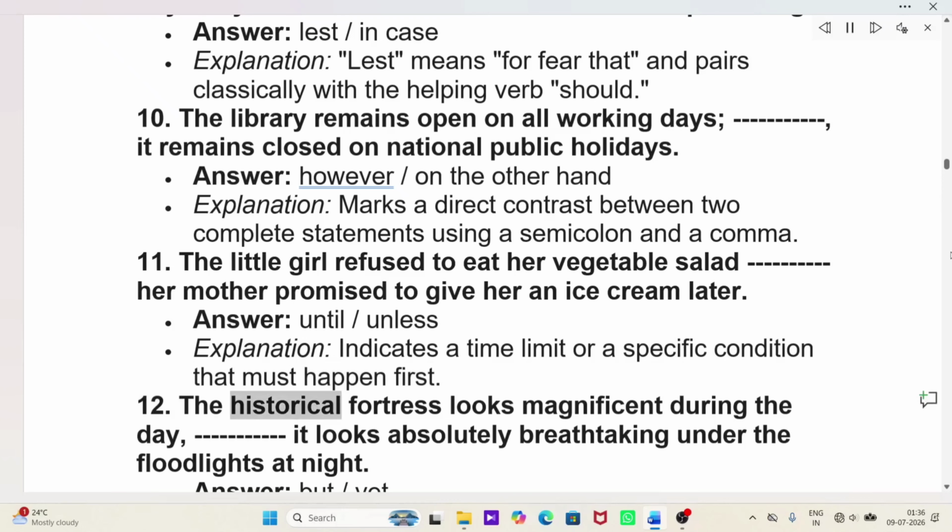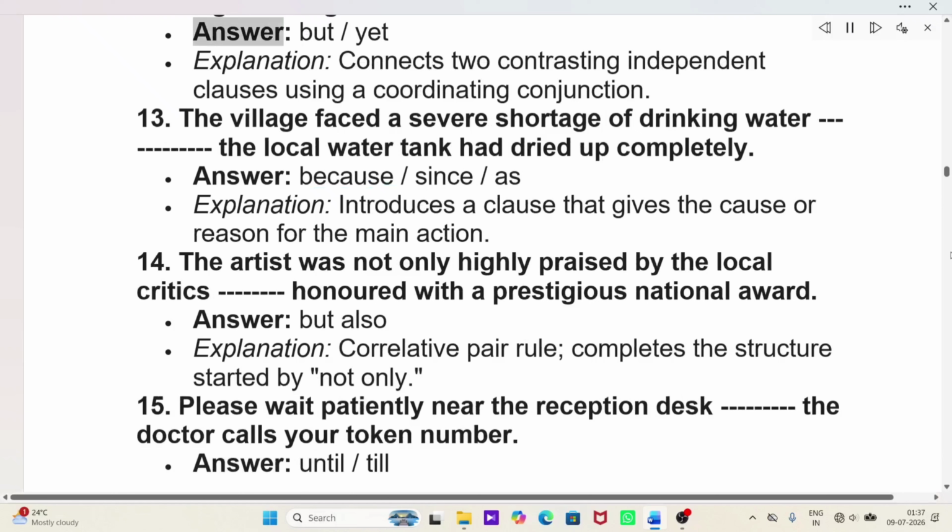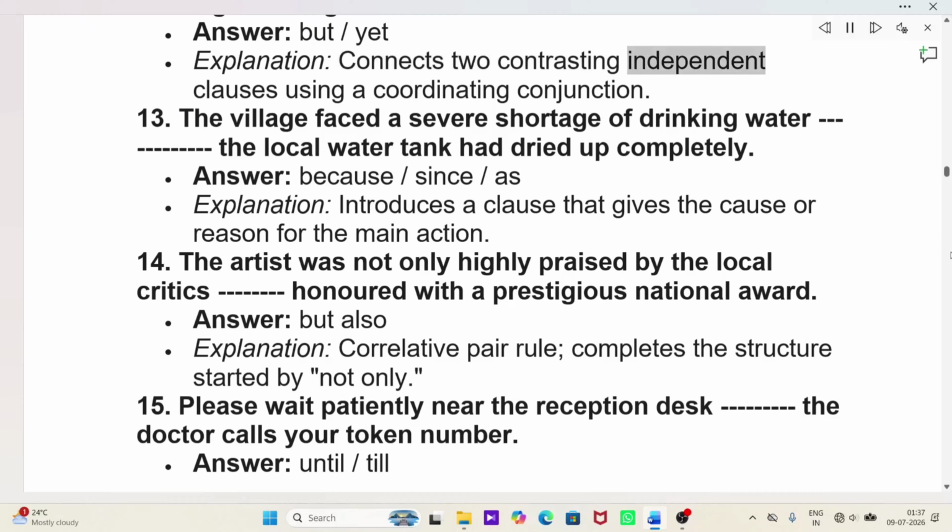12. The historical fortress looks magnificent during the day, it looks absolutely breathtaking under the floodlights at night. Answer: but / yet. Explanation: connects two contrasting independent clauses using a coordinating conjunction.